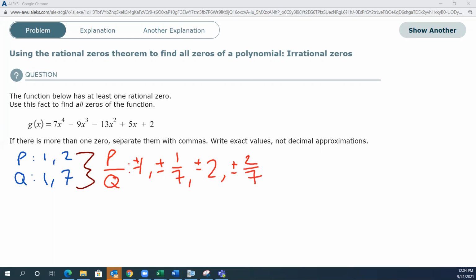All right, so now we'll plug the function into the calculator to see which of those work, because we know at least one of them works.